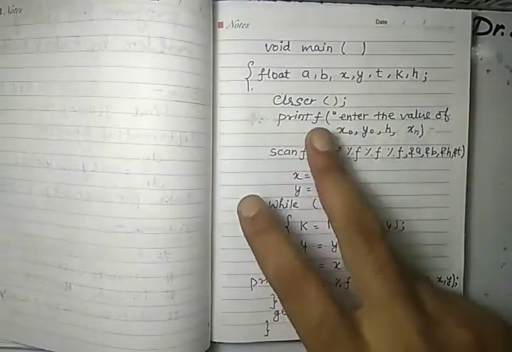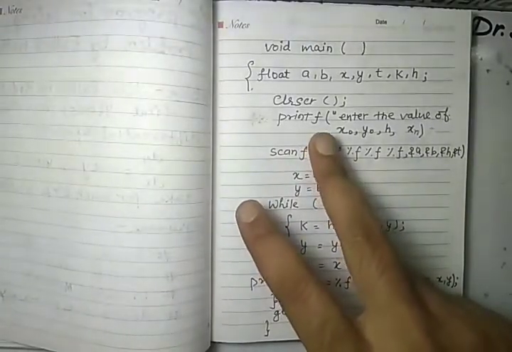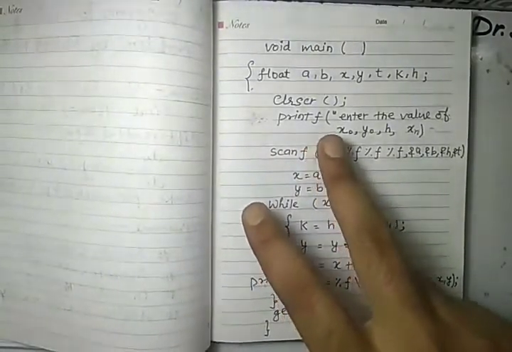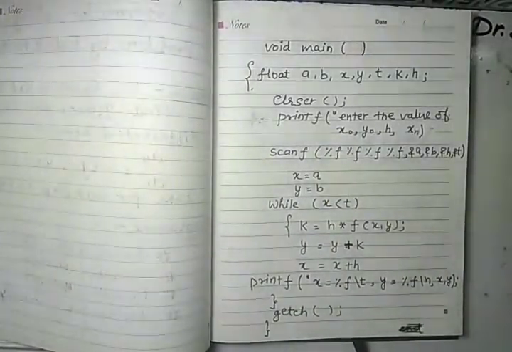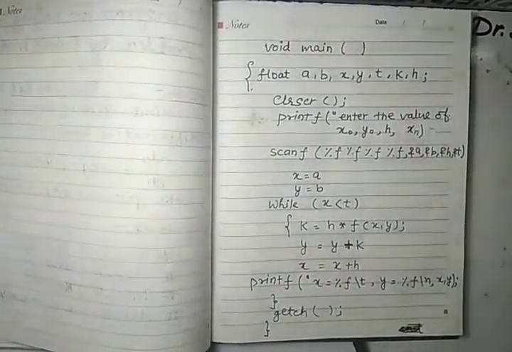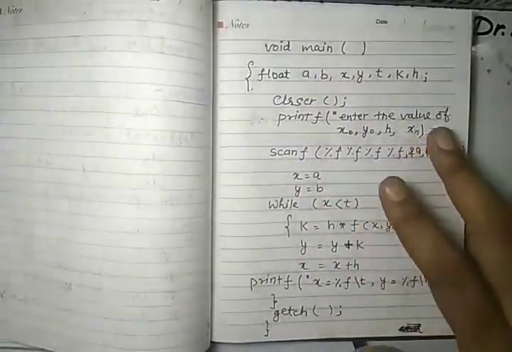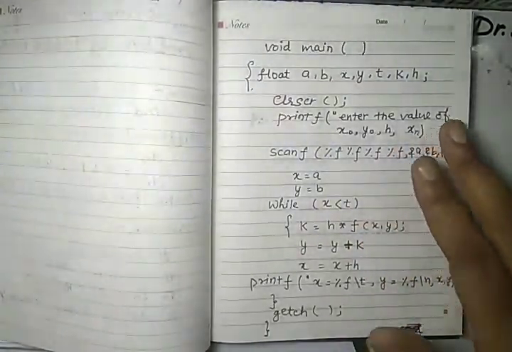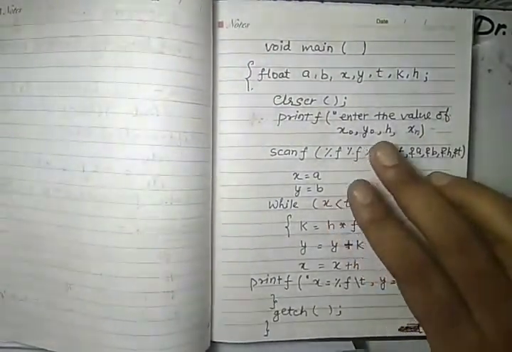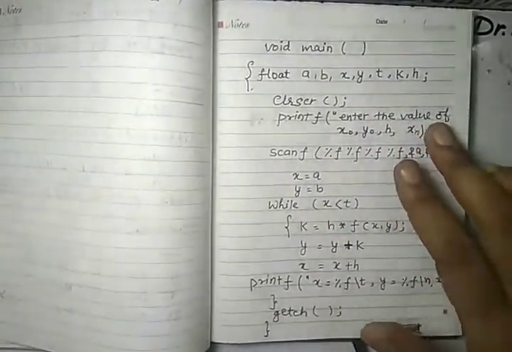Thereafter we write printf. This function gives us the option to enter the values of variables as we choose. Here first we write enter the value of x0, y0, h, and xn, that is x0, y0, h, and xn are given as primary inputs.